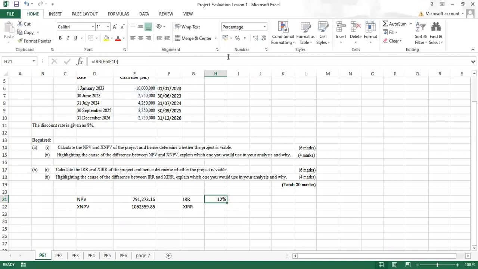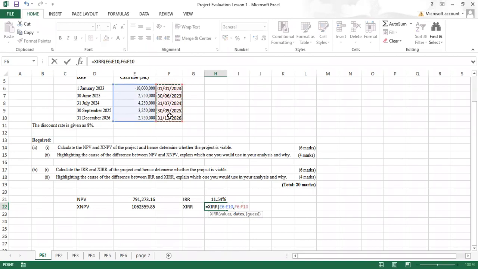You see it's 12%, and you like to increase the decimal places to be sure of where it is. Let's say 2 decimal places. And XIRR: you press the tab button, then the values. So you just take all the values, you press comma, and you take the dates. We close our brackets.